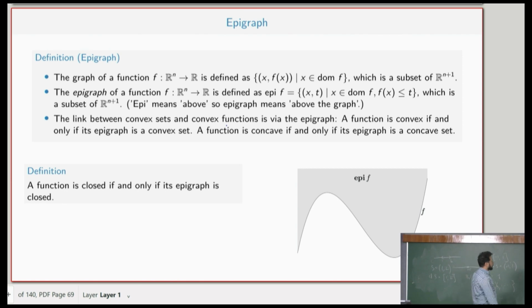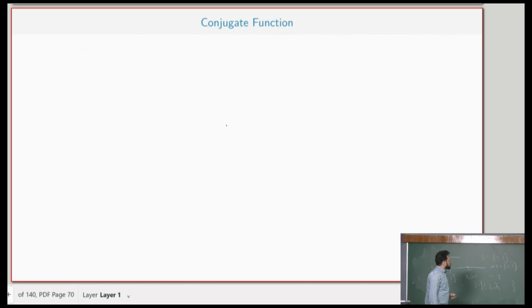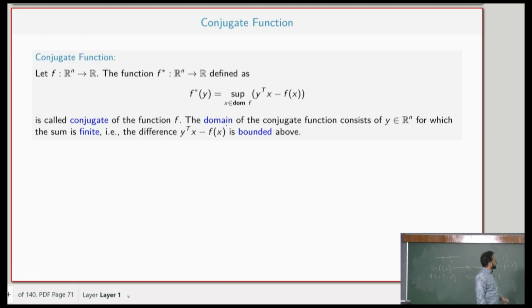Okay, so these are the things we will need. And the last ingredient we need, more or less for the whole course from the convex analysis part, is something called the conjugate function. The conjugate function is a function that is created from the existing function f. So f star is defined to be the conjugate of the given function f, and this is defined like this.